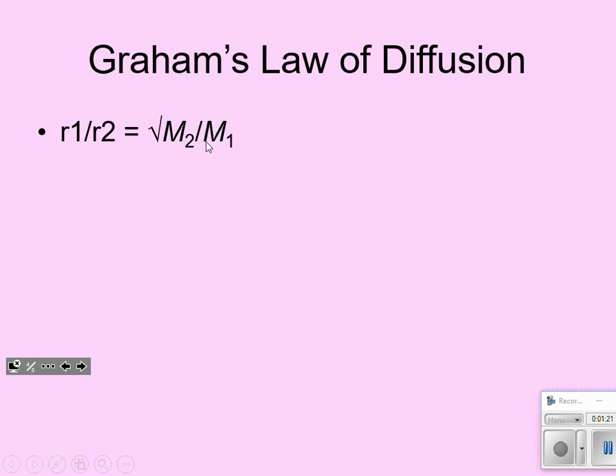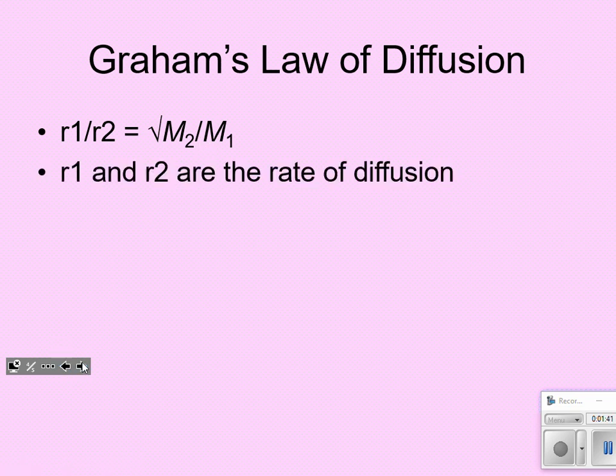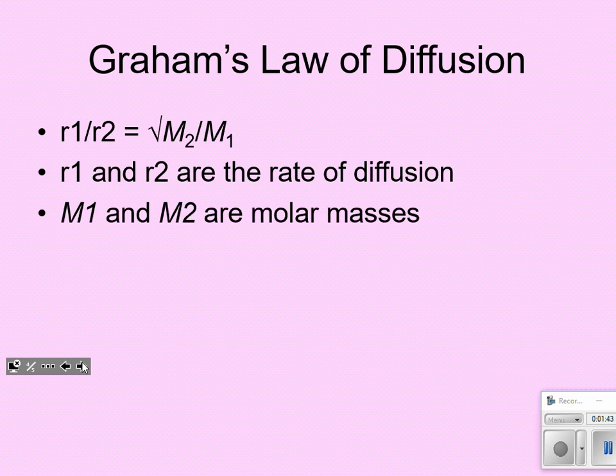Notice how the 2's and 1's are not on the same line. They're diagonal from each other. The rate of 1 is in the numerator. The molar mass of 1 is in the denominator of the other part. So there's this inverse relationship between them, is what the video mentioned. Again, R1 and R2 are the rates of diffusion. M1 and M2 are the molar masses.